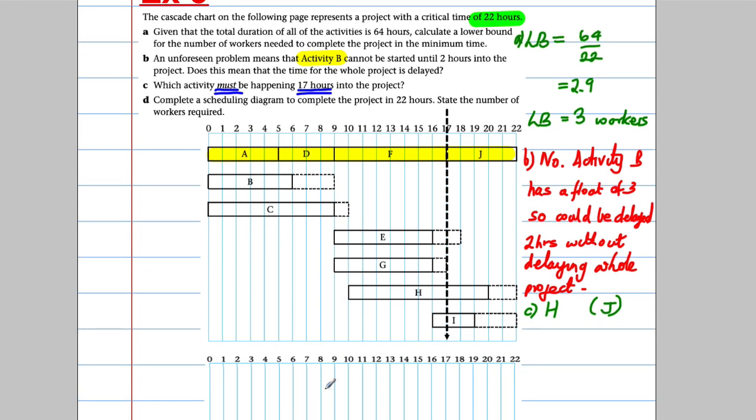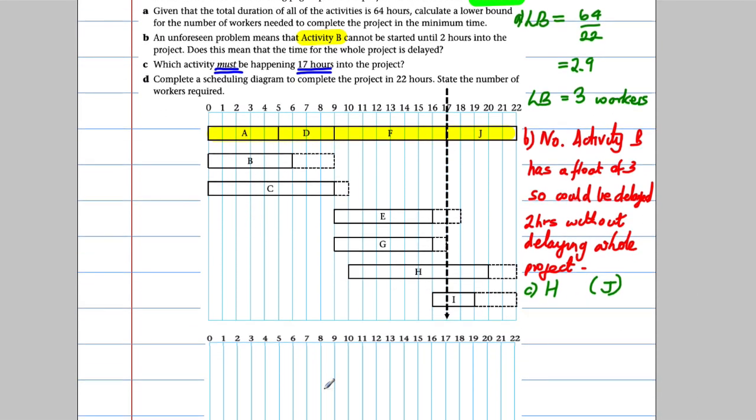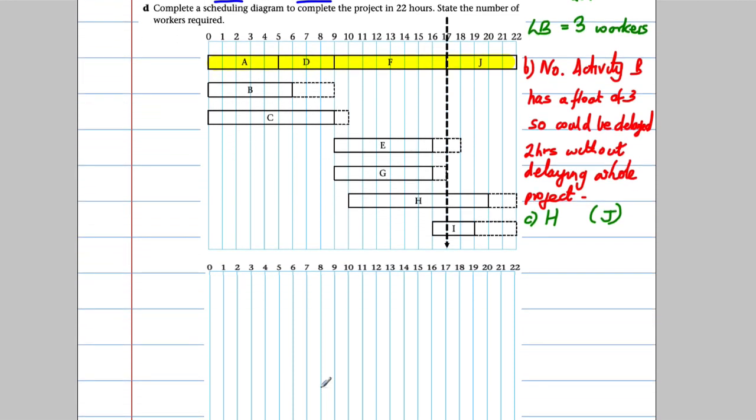Lastly, complete a scheduling diagram to complete the project and state the minimum number of workers. So the first thing we're going to do is assign worker 1 to the critical activities. So worker 1 would be here. It would go from 0 to 5, from 5 to 9, from 9 to 17, etc. So that would be worker 1. And then we think about what to do next.